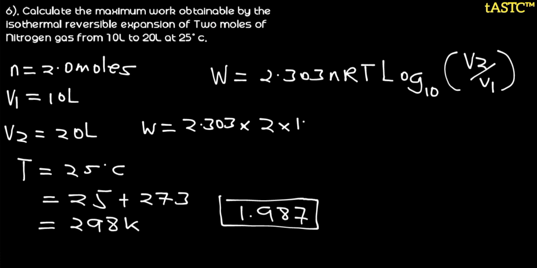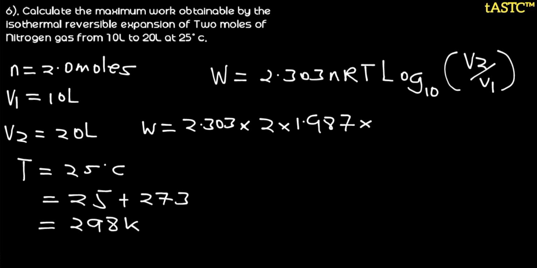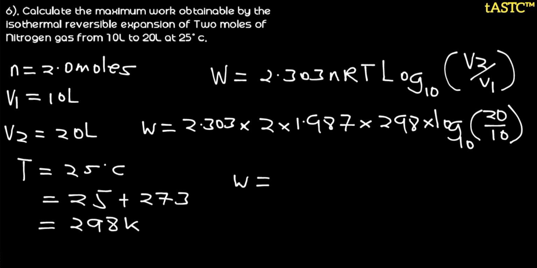So that is multiplied by 1.987. And this will be multiplied by the temperature. And the temperature in this case is actually 298. And that is multiplied by log to the base 10 of V2 over V1. So V2 is 20 and V1 is 10. So let us see what that is going to give. We have 2.303 multiplied by 2 multiplied by 1.987, and that will be multiplied by 298. That is multiplied by log 20 divided by 10.